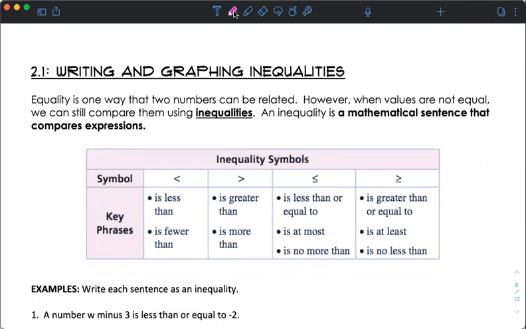Hi guys, we are going to start chapter 2. We'll get through it pretty quickly because it is more or less what we just did, but with inequalities. We have all the tools and skills that we need to solve inequalities. And last year you may have done a lot of this. So we're going to start with writing and graphing inequalities.